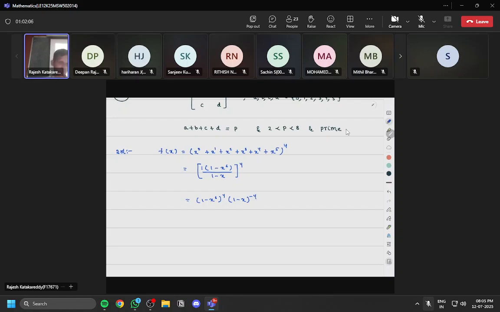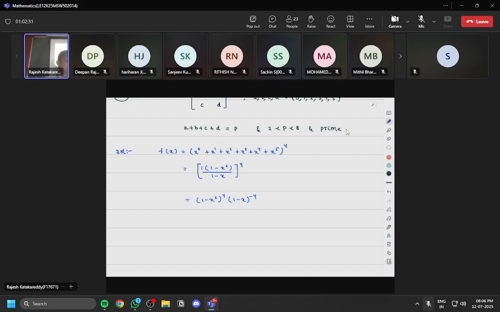minus 4. Any doubt in this? Anybody? Like first, listen. In order to get the sum of the elements equal to 3, I will take the coefficient of x cube. In order to get the sum of the elements equal to 5, I will get the coefficient of x power 5 and x power 7 and so on. Clear? Any doubt in this?